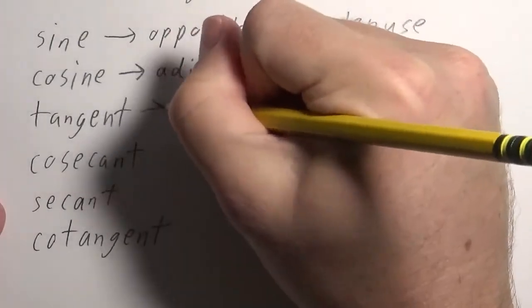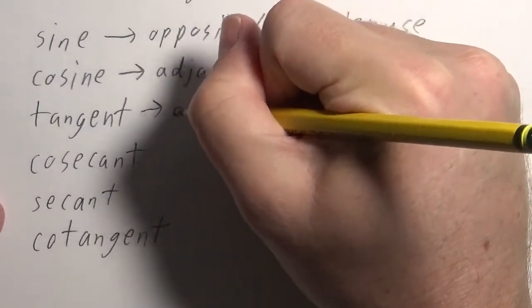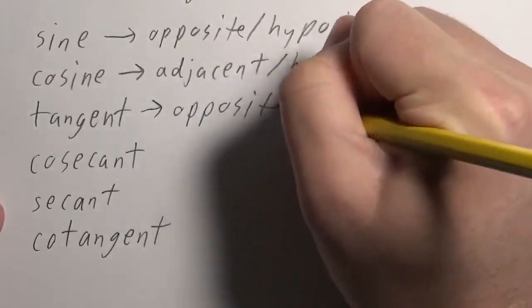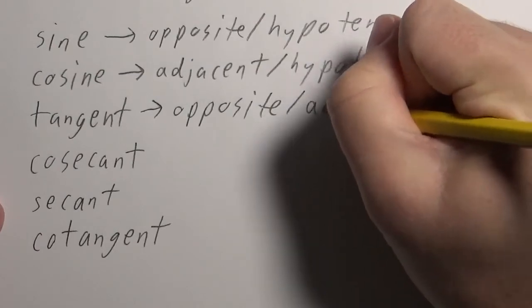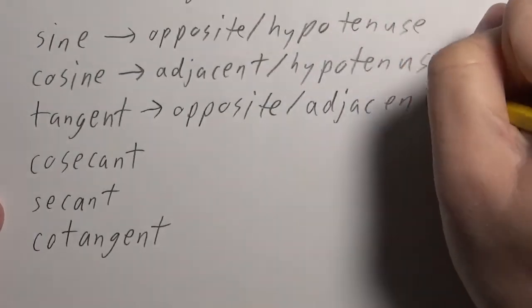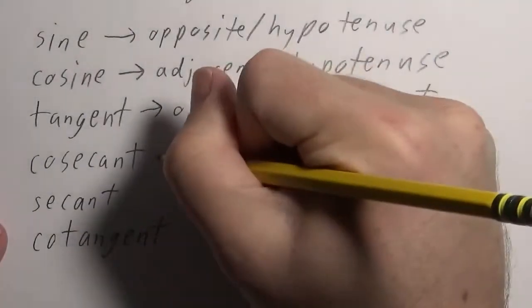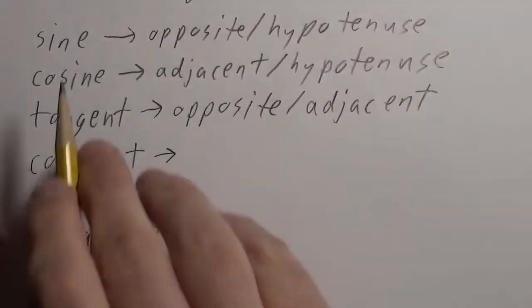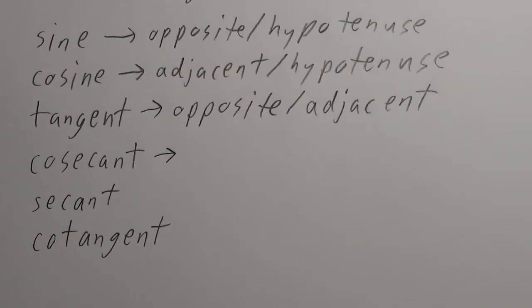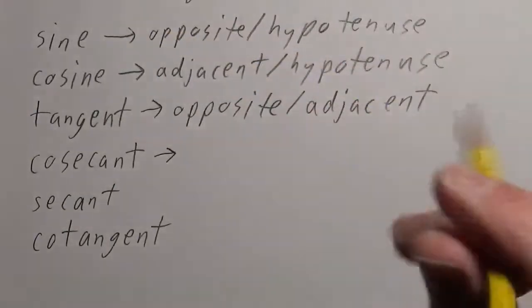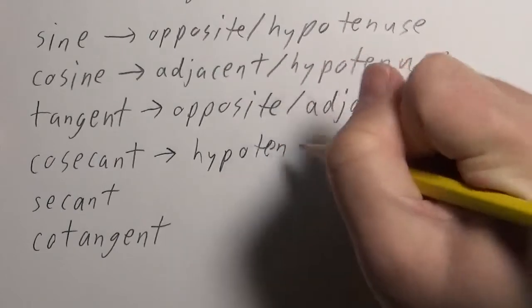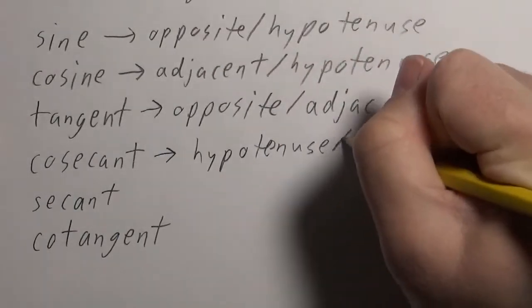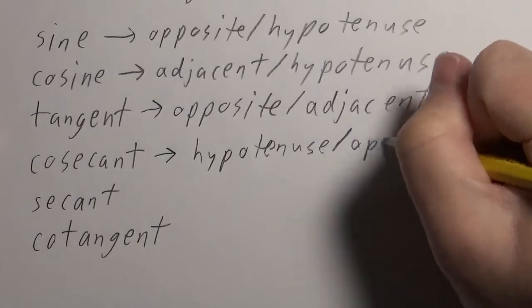The tangent ratio is when we make a ratio of the opposite side divided by the adjacent side. The other three are related to the previous 3. These are not as well known: cosecant, secant, and cotangent. Cosecant is related to sine. It is the reciprocal, which is the hypotenuse divided by the opposite.